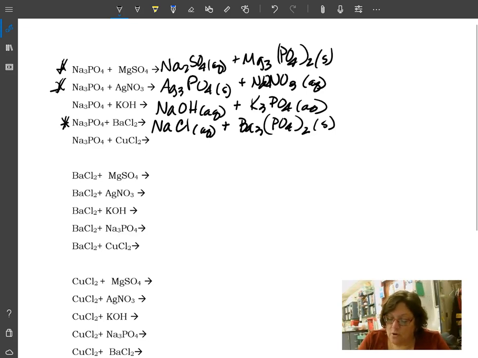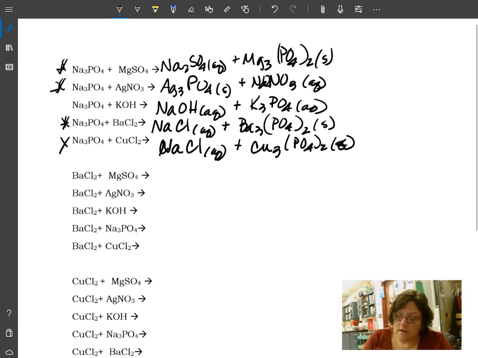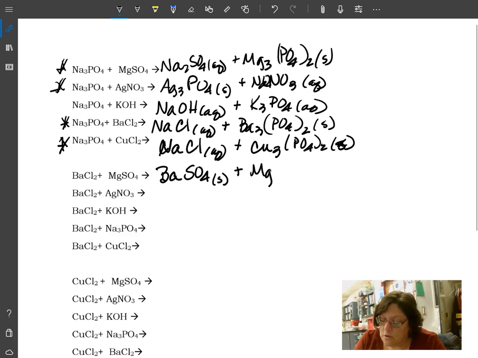Sodium phosphate and copper 2 chloride. Sodium chloride will dissolve in water. The copper 2 phosphate, though, will form a solid. So we should have 4, and we can look and see how that will be different from the last one that had 4. Next one, barium chloride and magnesium sulfate. Barium sulfate is one of the exceptions. Sulfates usually do not precipitate, but barium sulfate will, and then magnesium chloride will stay in solution.